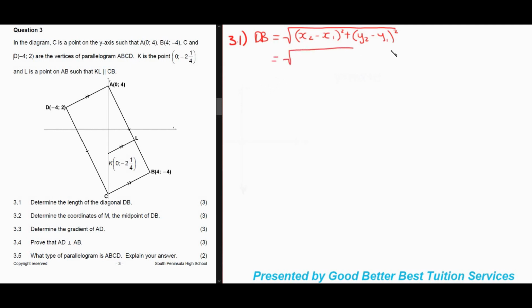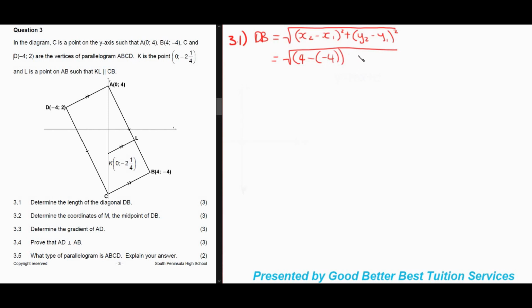We're going to do our substitution now. D I'll use as 1 and B I'll use as 2. Remember, when I say I'll use D as 1 and B as 2, it means that I'm getting x1 and y1 from D and x2 and y2 from B. So it's going to be positive 4, that's the x2 coming from B, and then minus negative 4, which is coming from D.